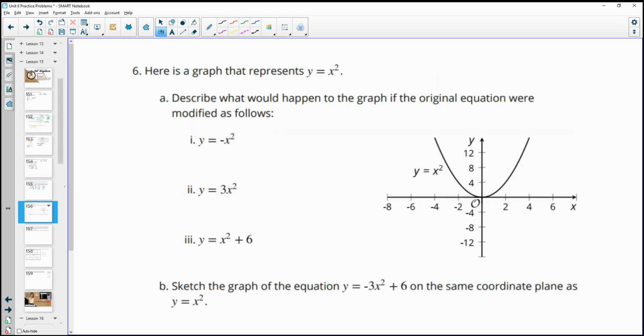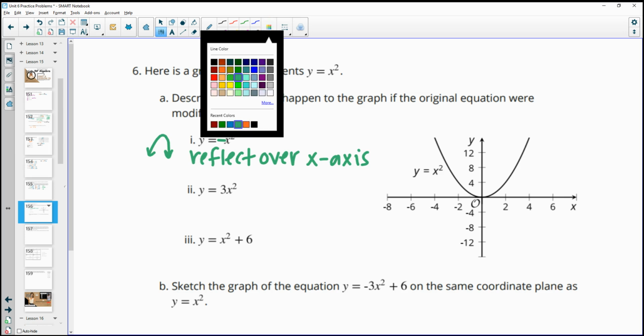Number 6 here is a graph that represents y equals x squared. Describe what would happen to the graph if the original equation were modified as follows. So in this case, we have a negative x squared instead. So this is just going to reflect it over the x-axis, which means it's just going to open downward. Okay, so it's just going to open downward like that.